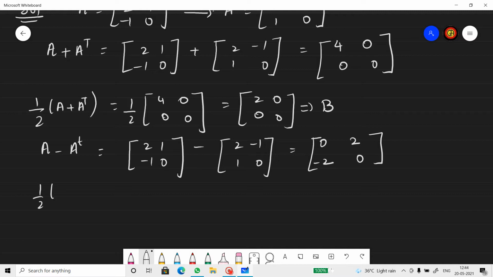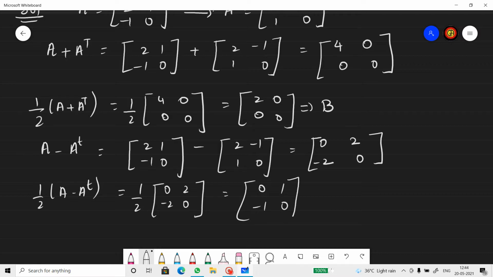Now half times A minus A transpose. So half of 0, 2, minus 2 and 0. So that will give me 0, 1, minus 1, 0. And I'm going to consider this as C.